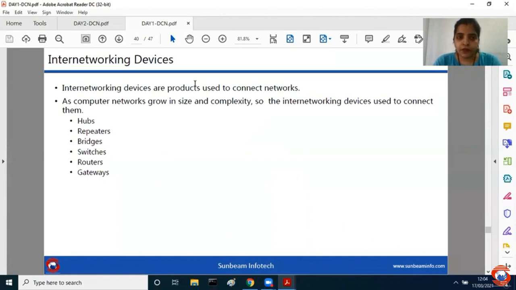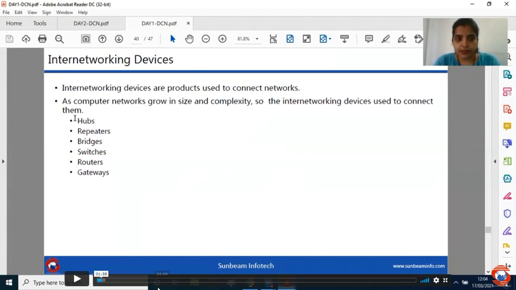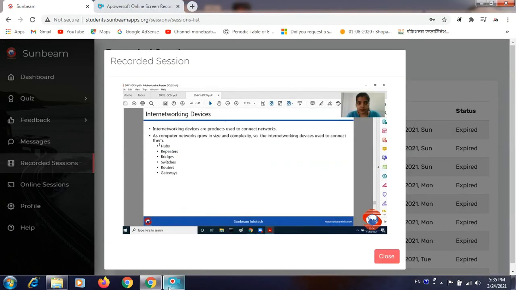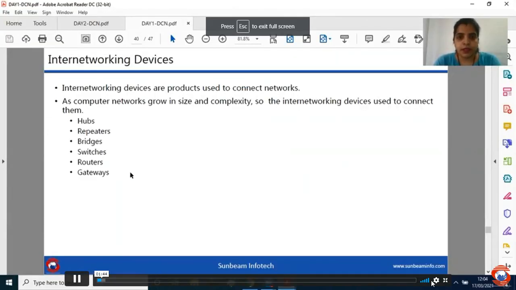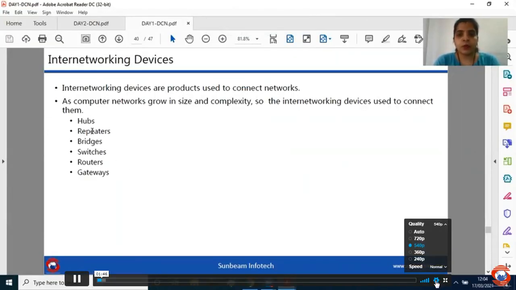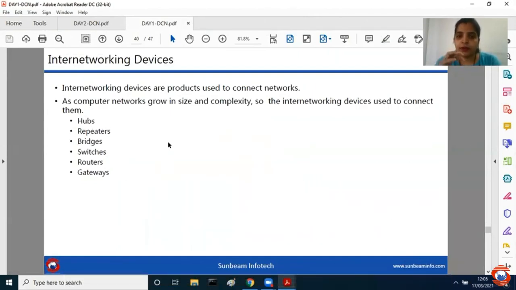Now, there are a number of different networking devices. First, switches, routers, and gateways. Now, why do we have so many inter-networking devices? It is because some devices connect our devices with a number of other devices, and some devices are basically used to connect a network to a network.